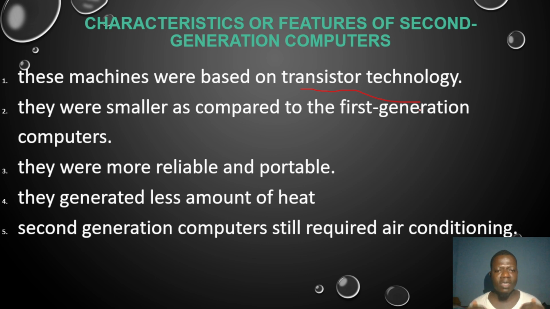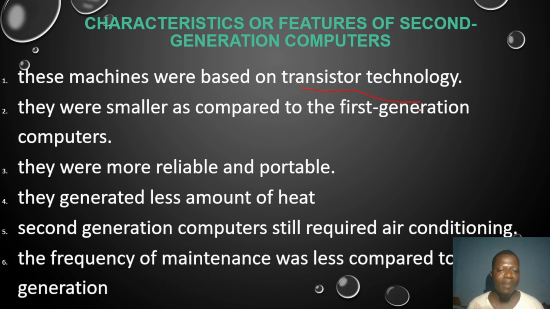And then the second generation of computers still required air conditioning because they also produce heat, just that the amount of heat is lesser compared to the first generation, and the frequency of maintenance was less compared to the first generation. So as we go forward looking at these generations of computers, as we develop in technology to the next generation, you will see that the new developments are always giving birth to better and more advanced technology than the previous.